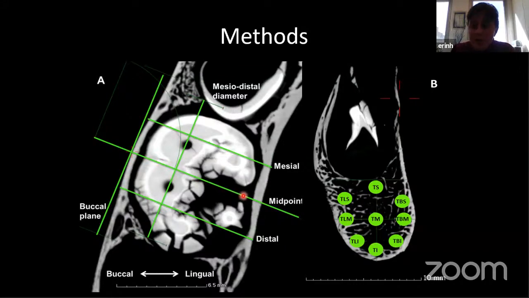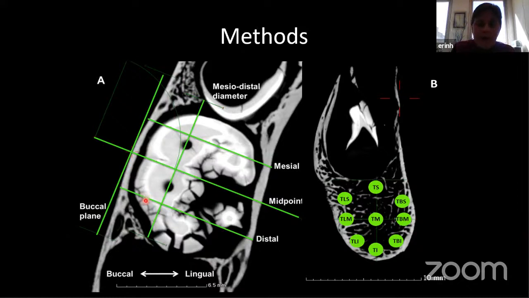In the case of the posterior dental crypts, which are our deciduous molar 1, 2, and then our permanent molar, because the posterior dental crypt is somewhat longer in its configuration, we took three sections. These included a mesial section, a midpoint section, and then a distal section through the dental crypt. What we did in this particular instance was take all data that we derived from the mesial, the midpoint, and the distal sections, and we averaged them to get a representative value for the dental crypt in its totality.